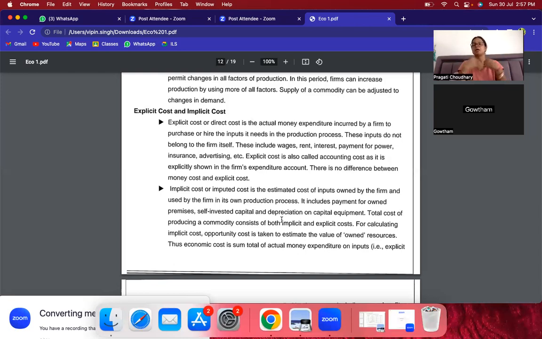If I am using that structure, then my opportunity cost is the next best opportunity. The next best opportunity I had is renting my land for 2 lakh rupees. So that is the only thing they are saying, that if you want to calculate the implicit cost, because it's not possible for you to calculate how much money you are giving to yourself for using that structure.